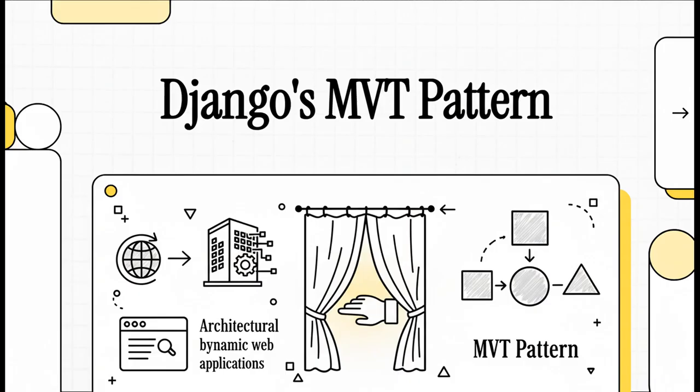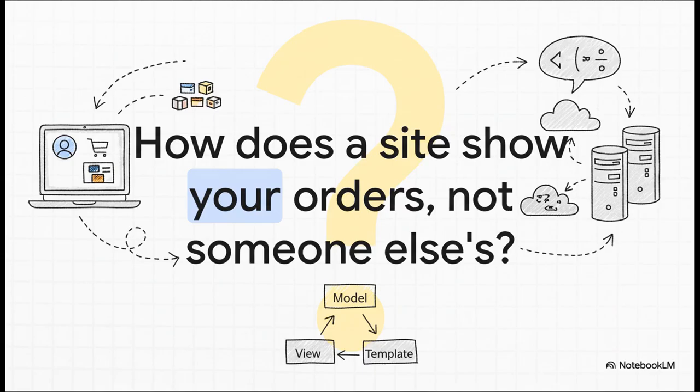Today, we're pulling back the curtain on Django's MVT pattern. It's the secret sauce, the architectural blueprint that makes so many modern web apps tick. Let's dive in. So, let's start with the question I bet you thought about before.